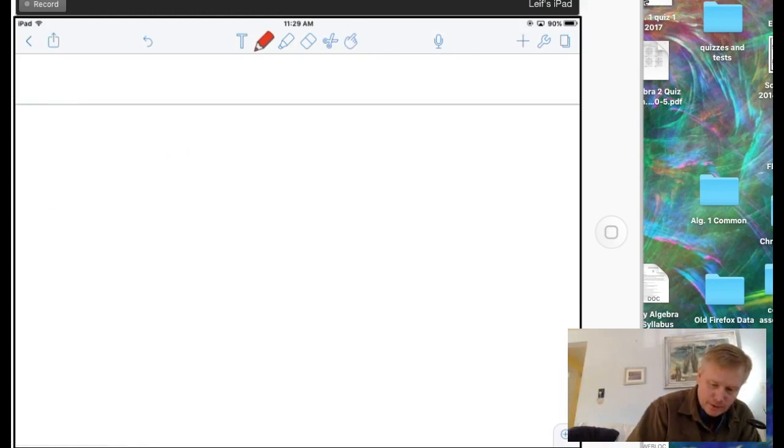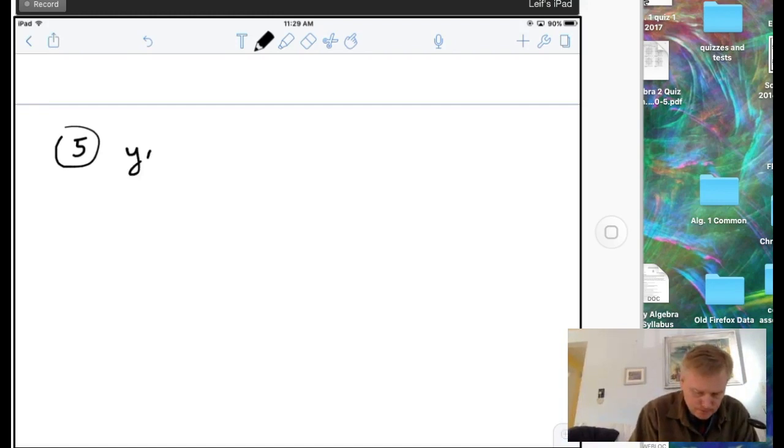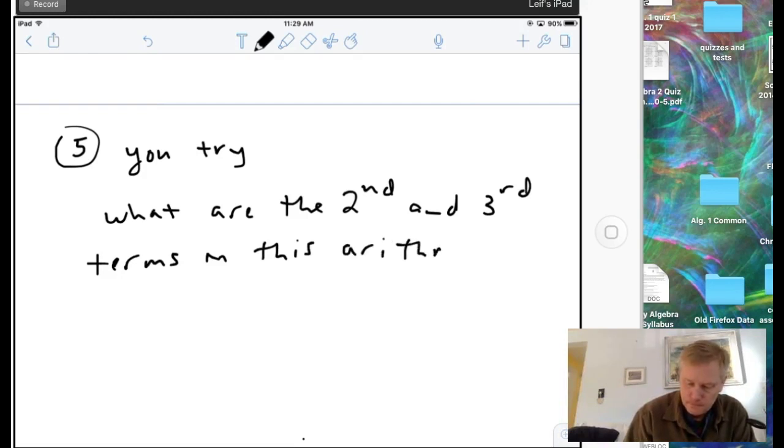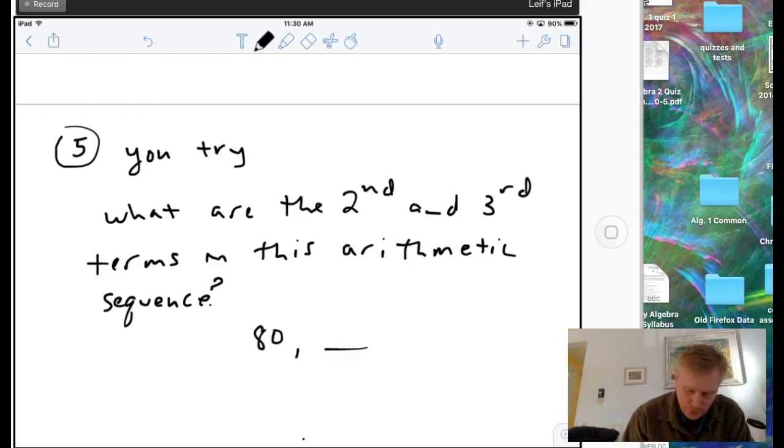Let's do another you try, number 5. What are the second and third terms in this arithmetic sequence? 80, blank, blank, 125. Okay, so you can do that one. Hit pause, come back in a minute, I'll show you the answer.